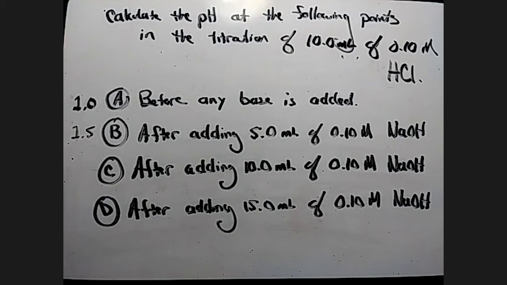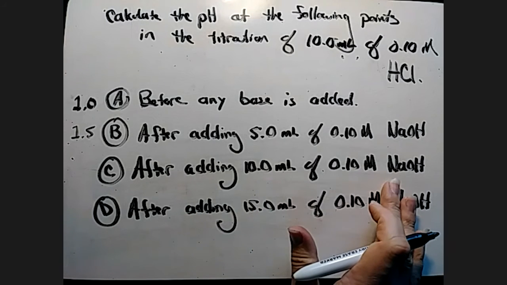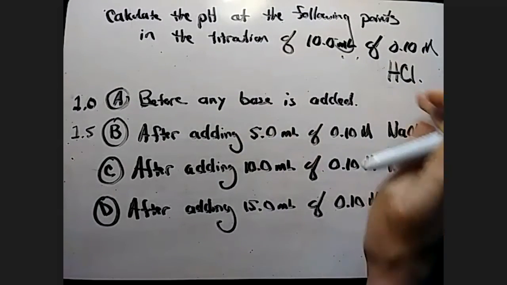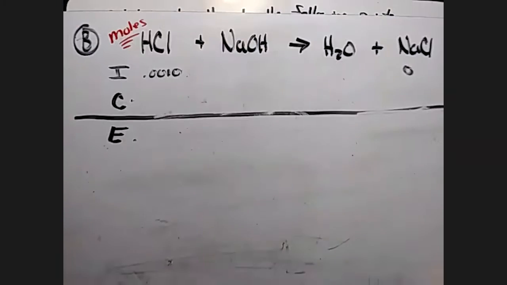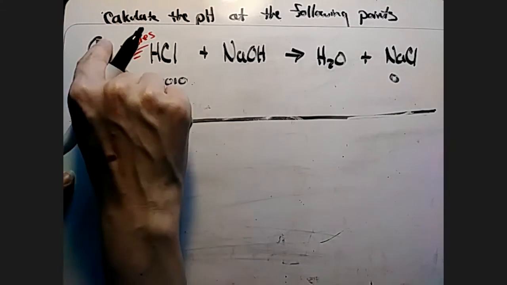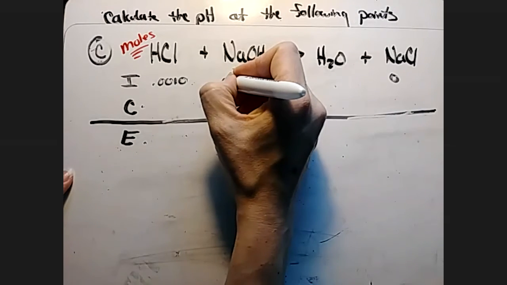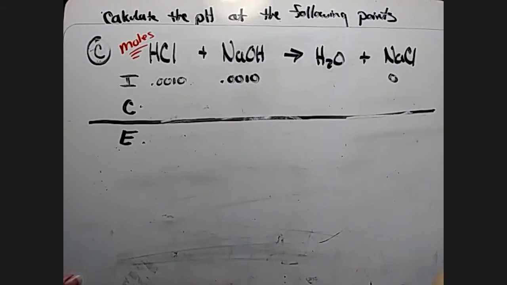All right, so let's calculate the next point. I don't think we're going to have too much trouble with this now that we've seen this new method. So now we're going to add in 10 milliliters of sodium hydroxide. Now that's to the 10 milliliters of the HCl. Do acids and bases react? Yes. Let's go to a chemical equation. Now again, if I'm going to use this ICE method, I must convert to moles. So if I have 10 milliliters of 0.1 molar, then this is 0.0010 moles of my sodium hydroxide.